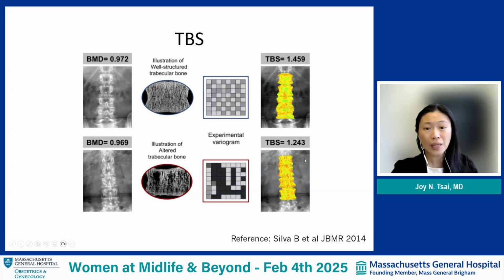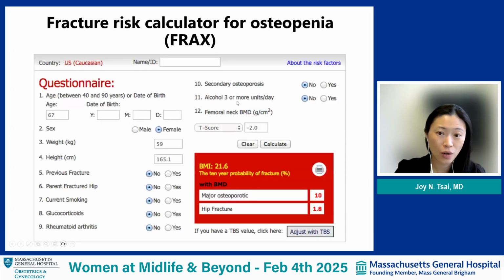In terms of how we use that clinically, not all bone density centers have TBS available yet, but I know many centers are working on that. It's best used to help you more accurately predict your fracture risk over the next 10 years.